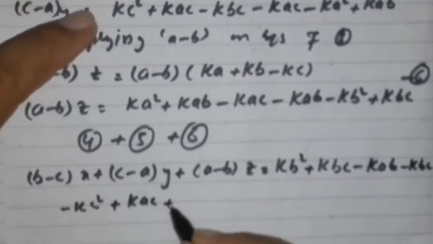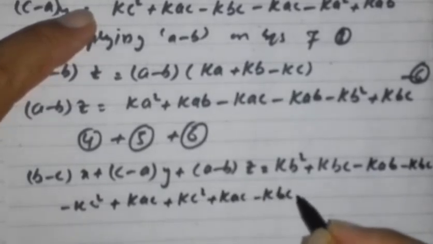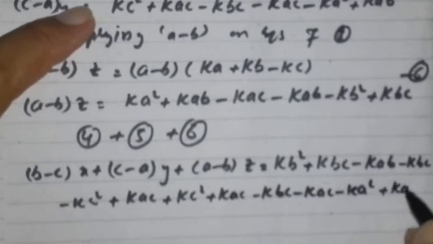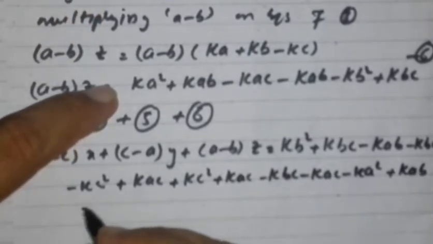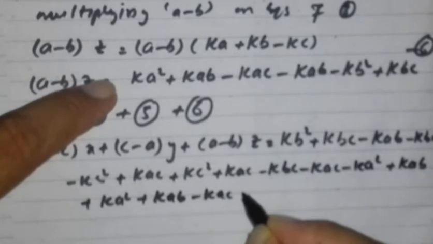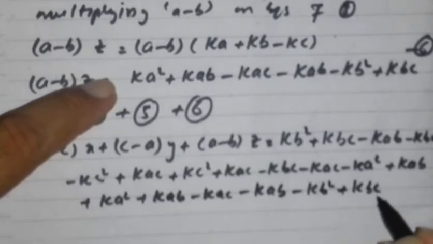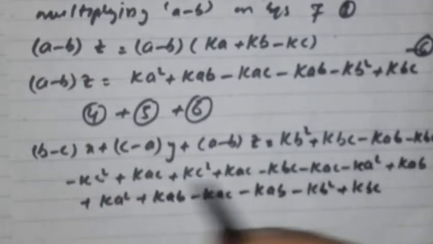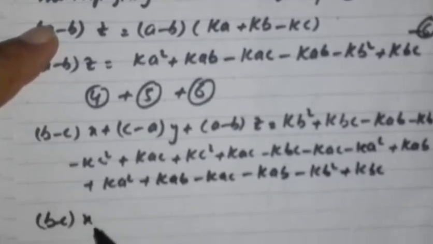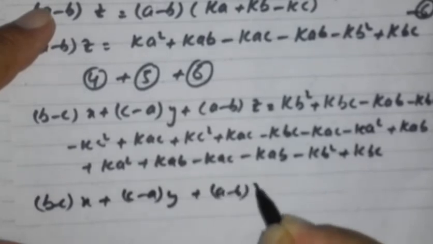Now equation 5 right side is plus kc square plus kac minus kbc minus kac minus ka square plus kab. Now the right side of equation 6, which is plus ka square plus kab minus kac minus kab minus kb square, and plus kbc. Now all these terms cancel with each other, and we will get b minus c into x plus c minus a into y plus a minus b into z equals to 0.